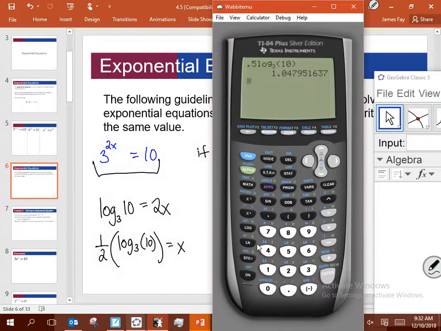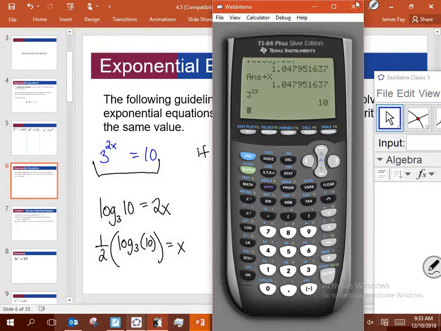Now I'm going to store that as x. So now every time my calculator sees x, that's the number it's going to put in, right? So now if I go 3 raised to the 2x, hopefully it spits back 10, and it does. Okay, and that number, 1.04, confirms our initial prediction that our x value was between 1 and 2, but closer to 1.